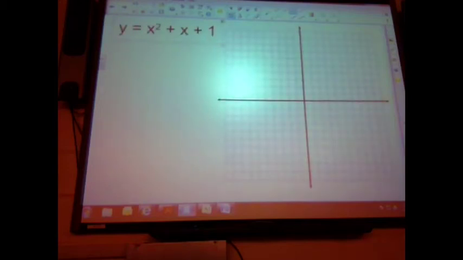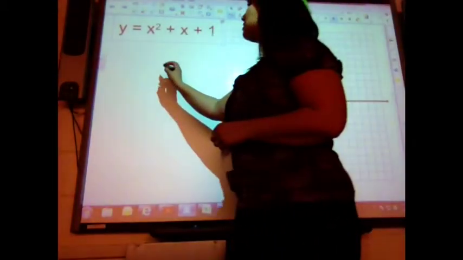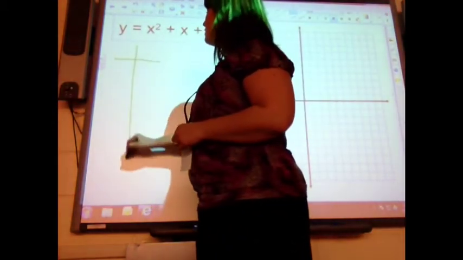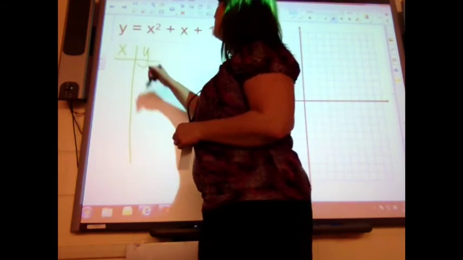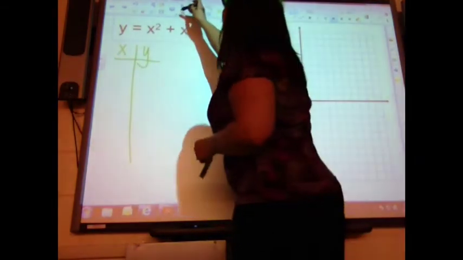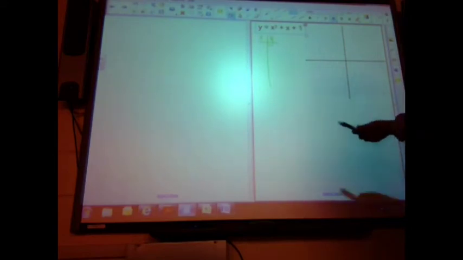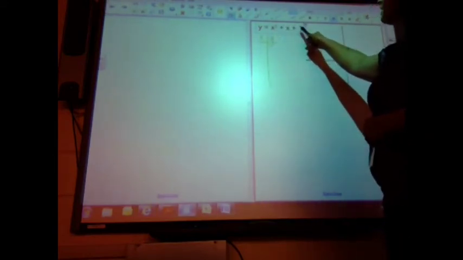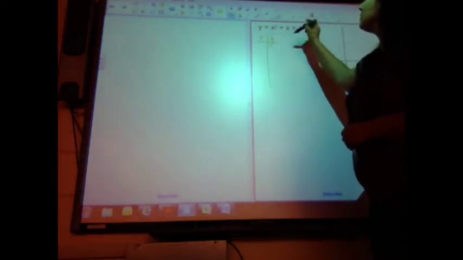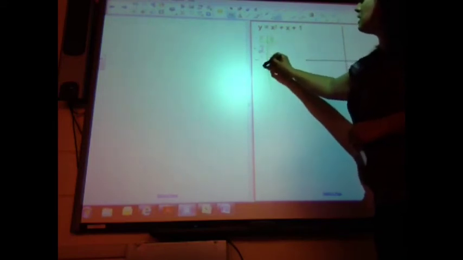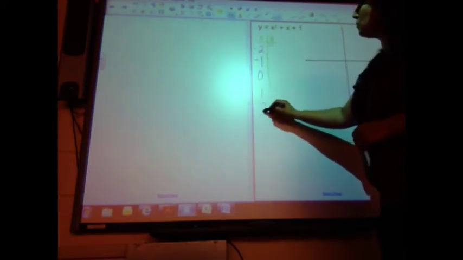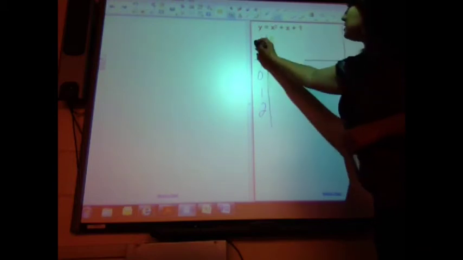The next equation that we're going to work with is y equals x squared plus x plus 1. So again, we're going to make our t-chart. This equation is a little bit more complicated, so you might need more room to work. So what I'm going to do is make this dual pages. It might be kind of hard for you to see, but we have y equals x squared plus x plus 1. So I'm going to do -2, -1, 0, 1, and 2 in my t-chart again.